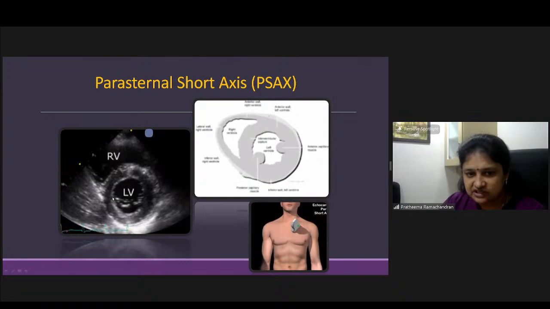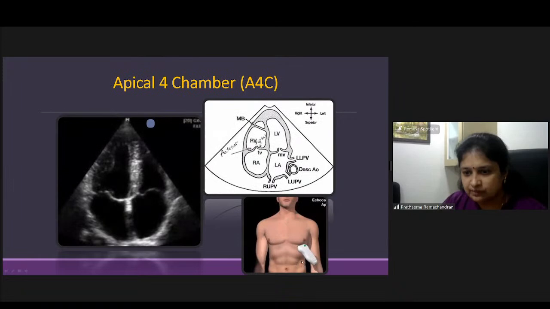And this is the four-chamber view. We can see that it is at the apex. And the pointer is towards the left shoulder again. So we can see the right ventricle, left ventricle, right atrium and left atrium. And we can just rotate, do some adjustments and see the descending aorta and pulmonary veins also.